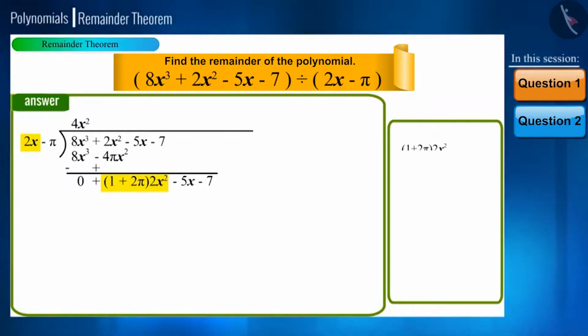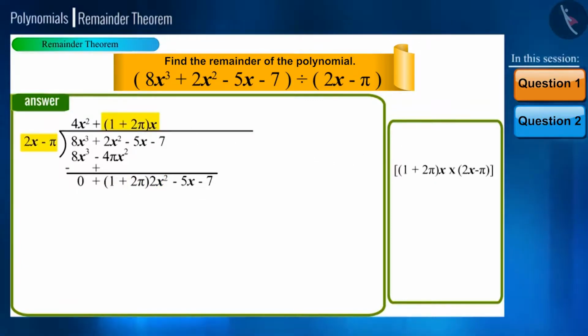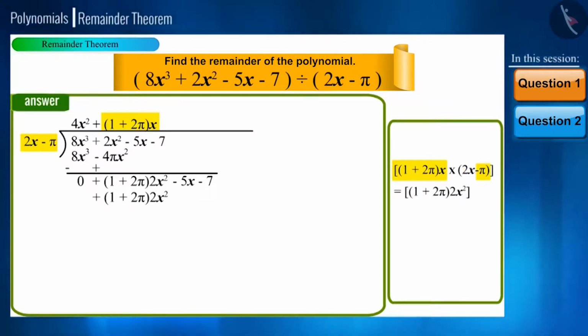Now again, divide (1 plus 2pi) multiplied by 2x squared by 2x and see what we will get. We will get (1 plus 2pi) multiplied by x, which we will write in the quotient place and multiply with the divisor. When we multiply (1 plus 2pi)x with 2x, we will get (1 plus 2pi) multiplied by 2x squared, and on multiplying (1 plus 2pi)x with minus pi, we will get minus (pi plus 2pi squared) multiplied by x.